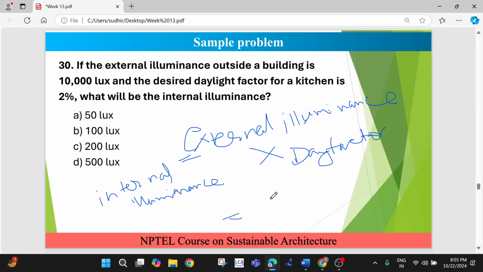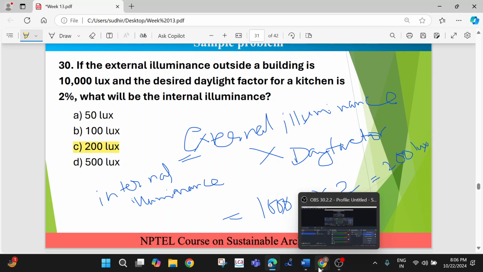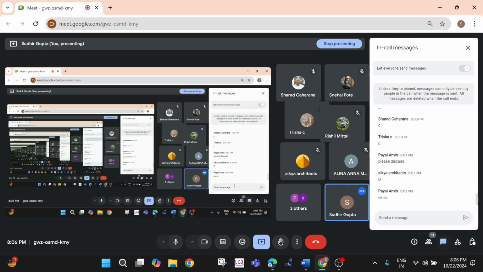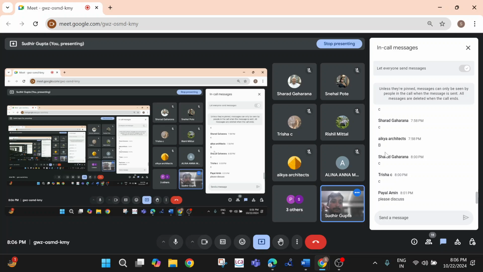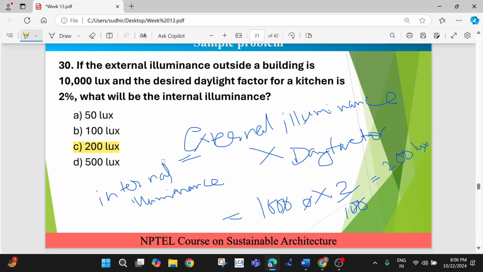So if I calculate, I will get 10,000 into 2. It is 2%, so either you multiply by 2 by 100 or by 0.02. Then you will get 100 into 2, which is 200 lux, written in option C. That's why most of you have answered correctly and got option C. Fine. I think numerical questions are clear to all of you, so let's move to the next question.